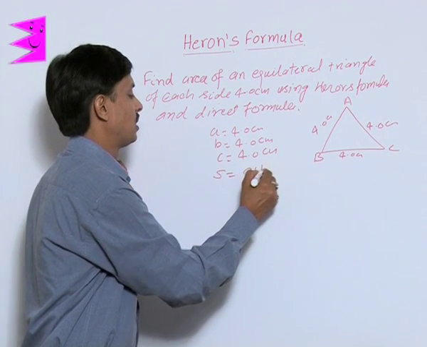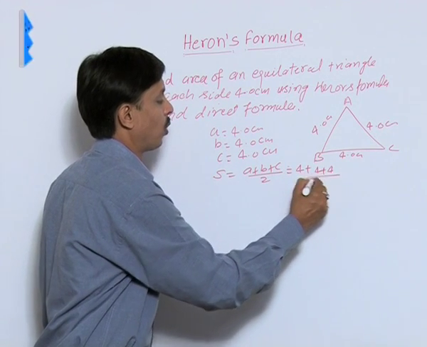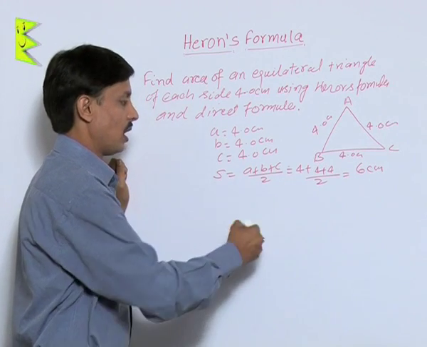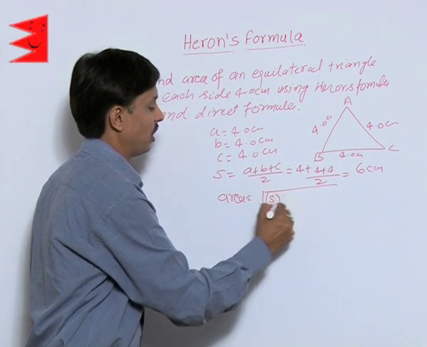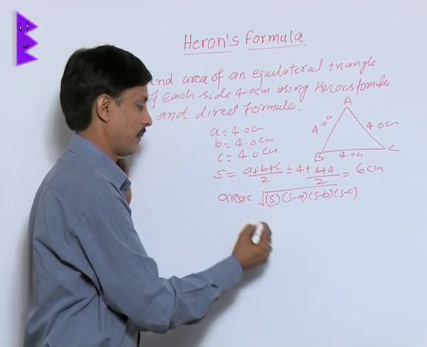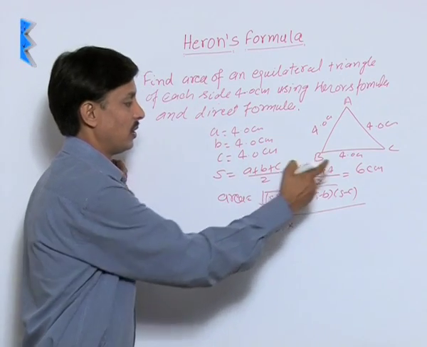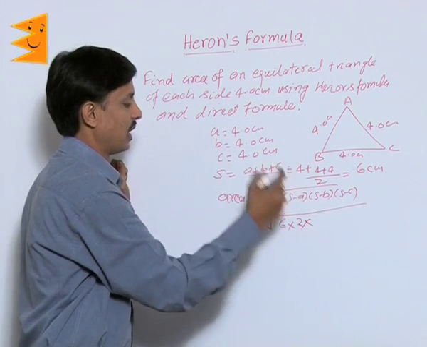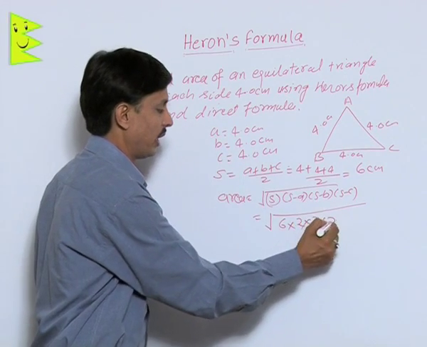Semi perimeter S is A plus B plus C upon 2, that is 4 plus 4 plus 4 upon 2, 12 upon 2, that is 6 centimeter. Now area is given by root of S into S minus A, S minus B, S minus C. So this becomes root of S, that is 6, then 6 minus 4, 2, then S minus B, that is again 6 minus 4, 2, then 6 minus 4, again 2.